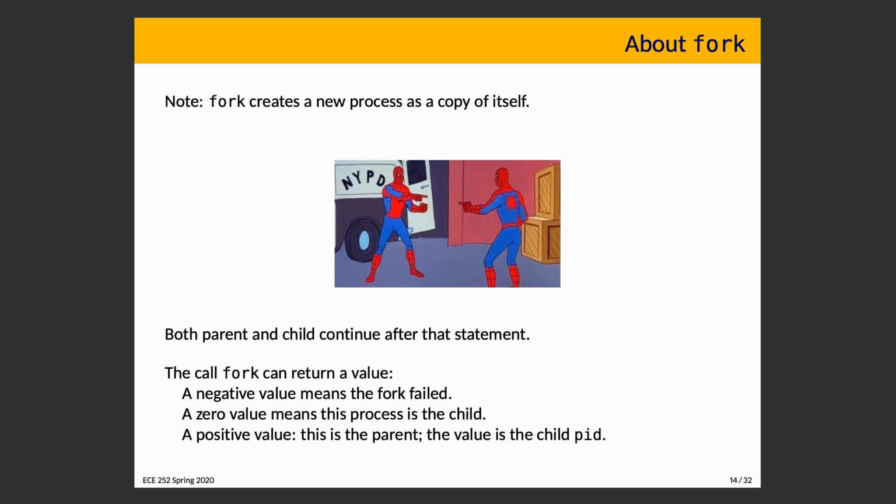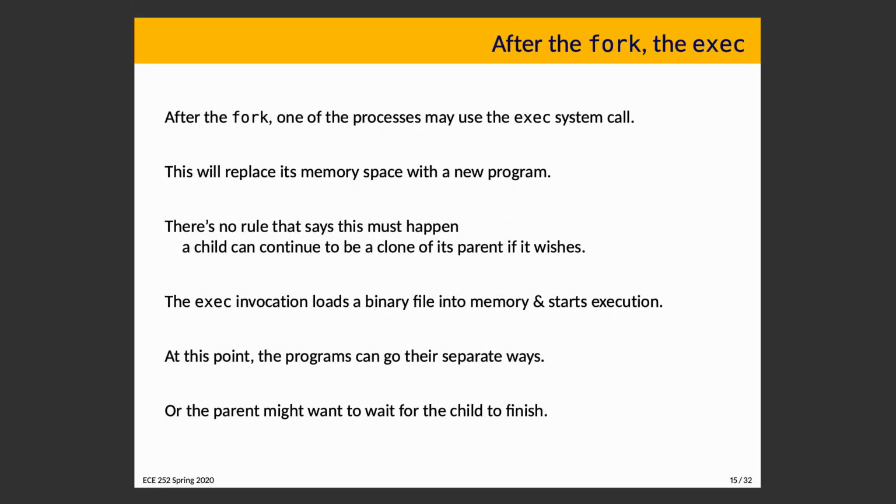And the call to fork returns a value. If it's a negative number, it means something went wrong, fork has failed. If it returns 0, that is how we can tell that the process we're looking at is the child process. And if it's a positive value, i.e. not 0 and not negative, then this is the parent process, and the value we got back from fork is the child process ID. That maybe makes a little bit more sense when we actually look at the example.